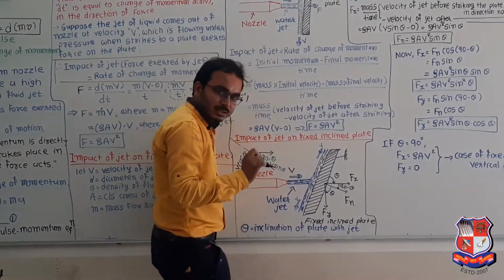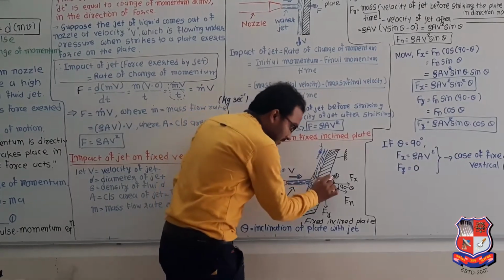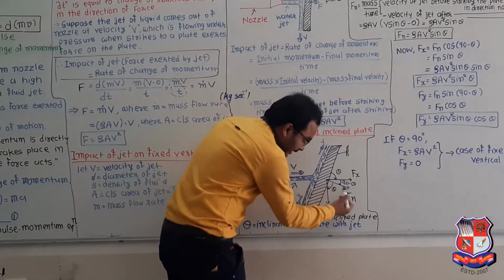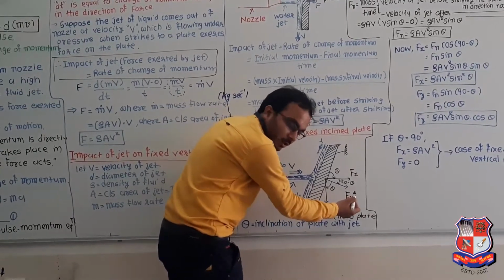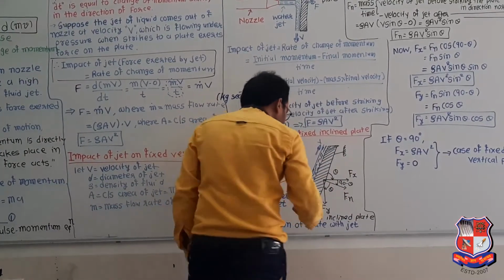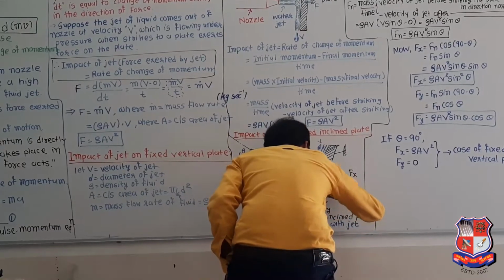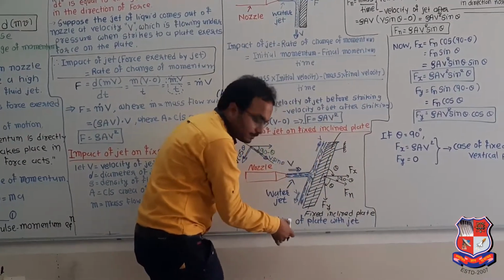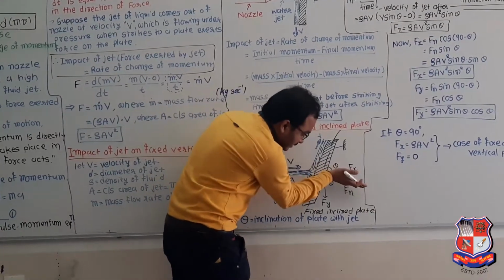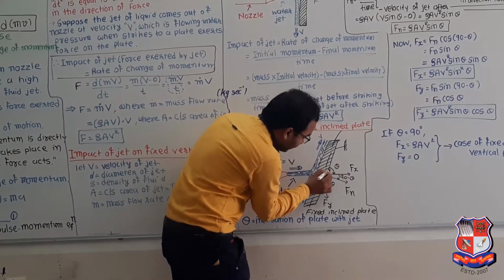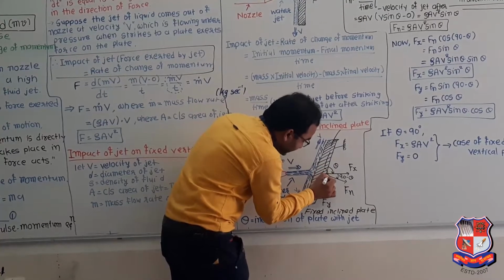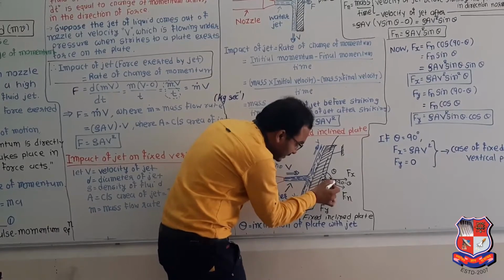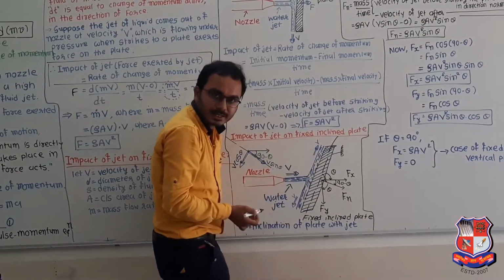Now you need to focus here for a while, that this angle is denoted as theta. This normal direction is always perpendicular to this plate. That is, this is the direction of plate and this is normal direction. So if this angle is theta, then this entire is 90 degree, being a normal direction. So if entire is 90 degree, then this portion will be 90 minus theta.